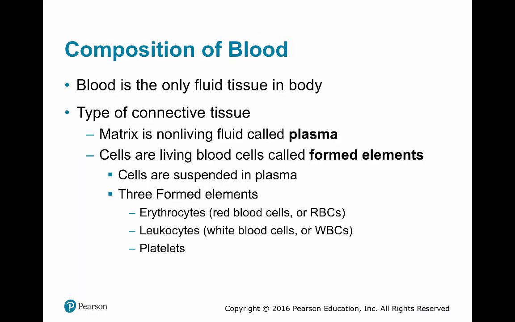Now, composition of blood. Blood is the only fluid tissue in the body, so blood's considered an actual tissue. It's a connective tissue, if you remember from the histology section in part 1 of this course. The matrix part is non-living fluid, and this is called plasma. A big part of the plasma is essentially water. And basically, plasma incorporates about 55% of the blood volume.